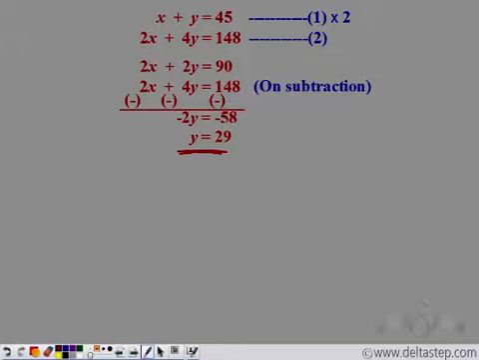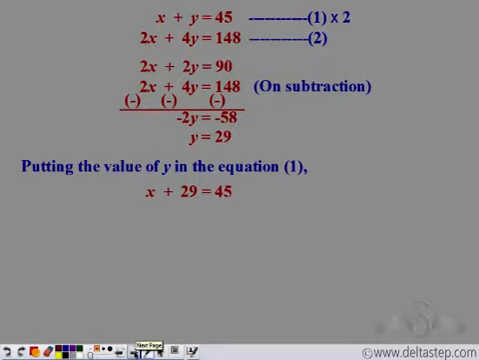Now we can substitute this value of y in equation 1 and get the value of x. So we put y is equal to 29 in equation 1. So we have x plus 29 is equal to 45. This gives us x is equal to 45 minus 29, which is 16. So x is equal to 16.